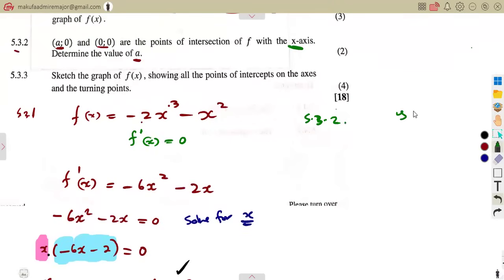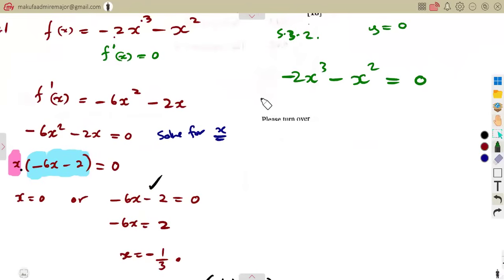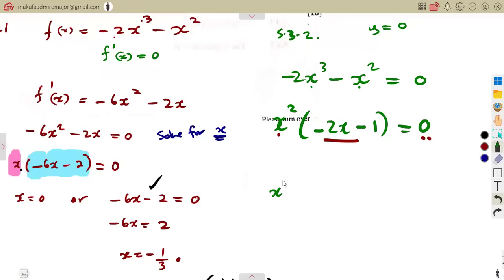Remember the solutions in the x-axis, y is equal to 0. So if y is equal to 0, this whole function is equal to 0: minus 2x cubed minus x squared is equal to 0. So we can solve for x like this. x squared is common, so we can factor out x squared. You remain with minus 2x minus 1 is equal to 0. Remember the 0 concept: x squared must be equal to 0, or this bracket must be equal to 0. If x squared is 0, it means x is simply 0, because the square root of 0 is 0.